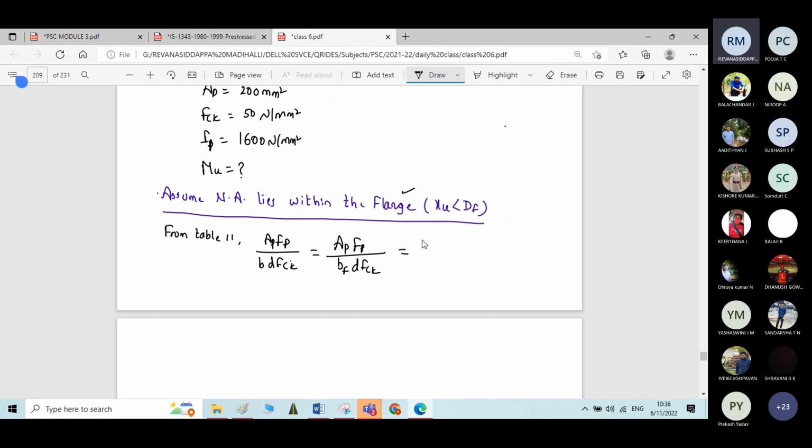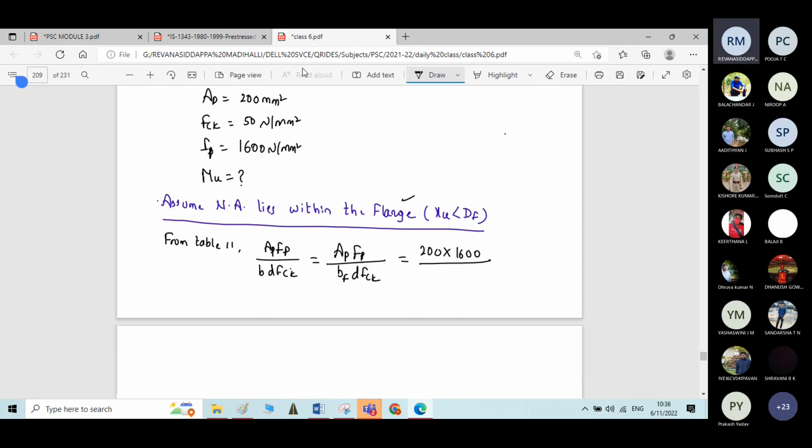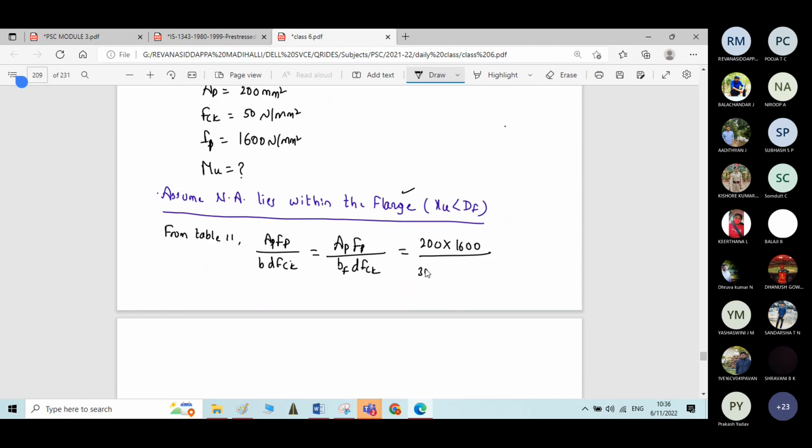Okay, AP is 200, FP is 1600, divided by width of flange 300, effective depth 500 into FCK 50. If you work out the answer, you will get it as 0.04. Please check the answer.